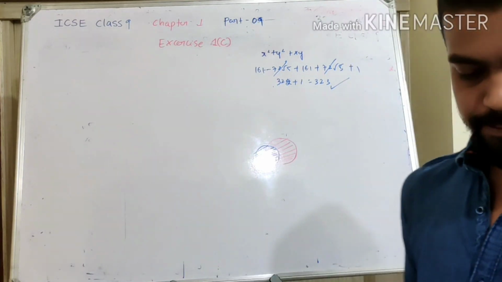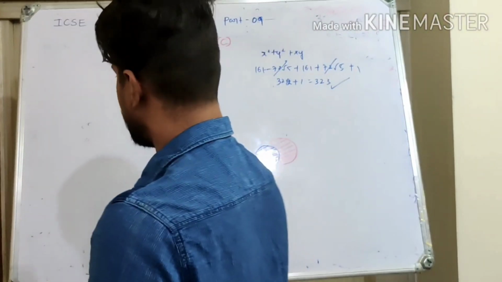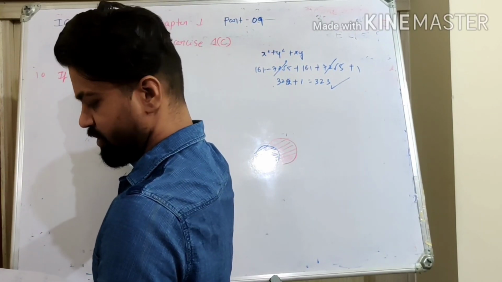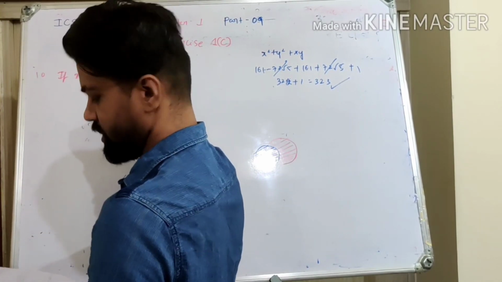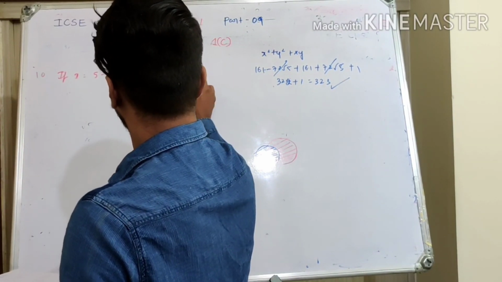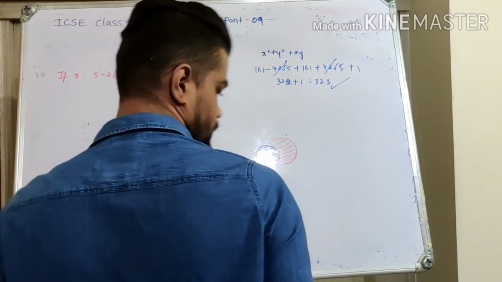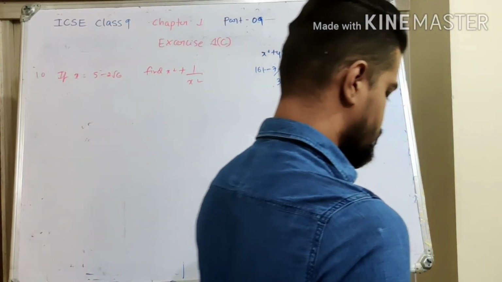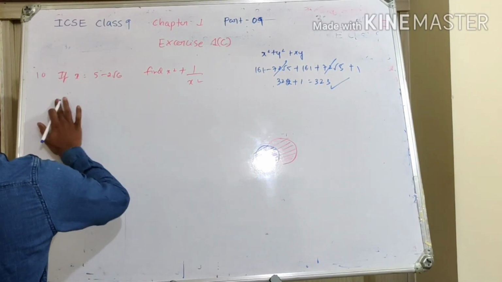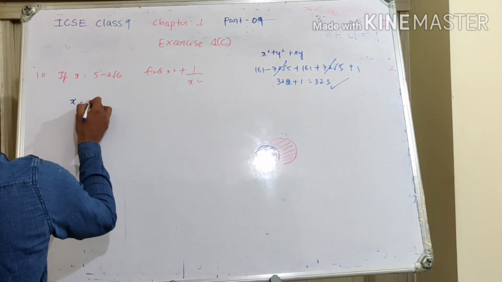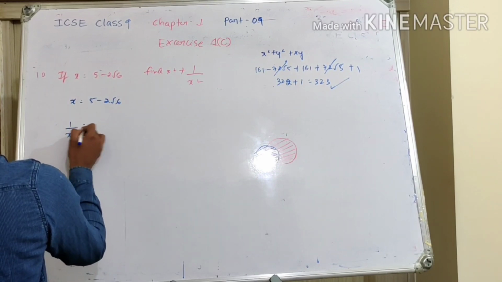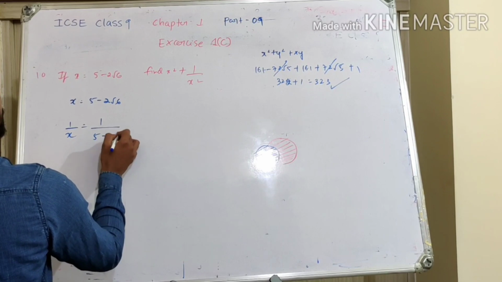Question number 10 is saying that if x is equal to 5 minus 2 root 6, find x square plus 1 by x square. Okay, so again we have to simplify x first. What is x given? Or we can go for another logic. First, x is nothing but 5 minus 2 root 6. Let us see what is 1 by x. 1 by x is 1 by 5 minus 2 root 6.